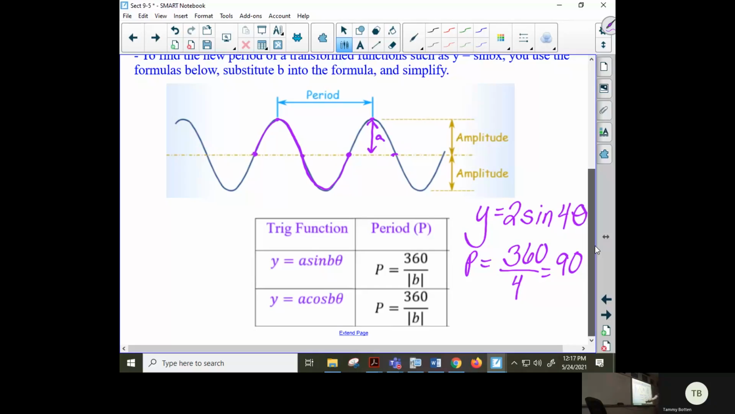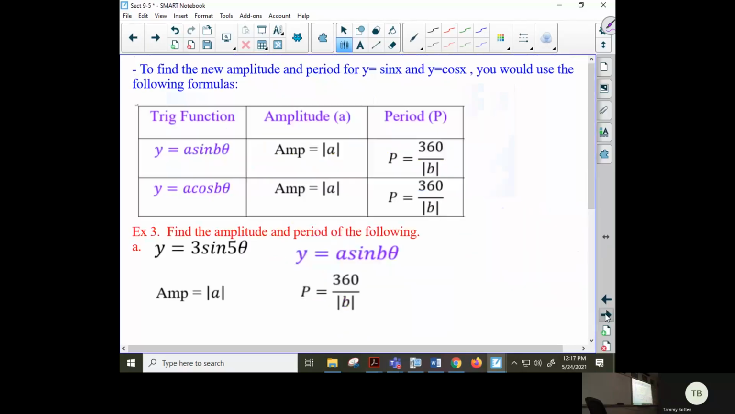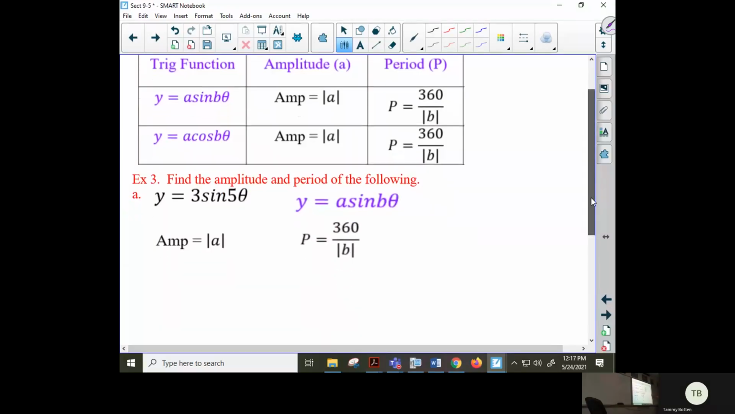Okay? Same thing with cosine. You would just take 360 divided by whatever that is. So let's go here. And these we don't have to graph. They just are asking us, what is our new amplitude and what is our new period?